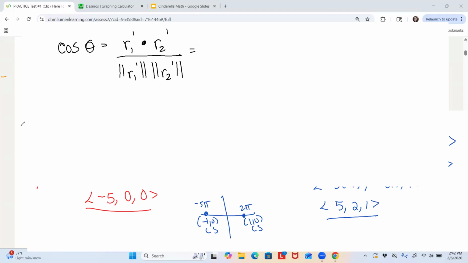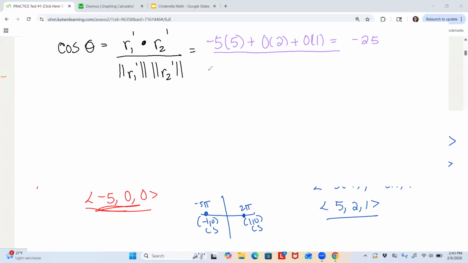So we're going to dot our two previous answers. I'm doing the red answer dot the blue answer, so I might as well go to purple. That would be negative 5 times 5 plus 0 times 2 plus 0 times 1. So that's negative 25. That's the dot product.